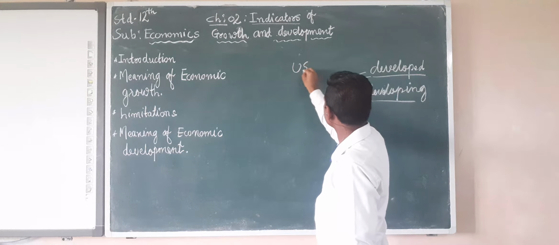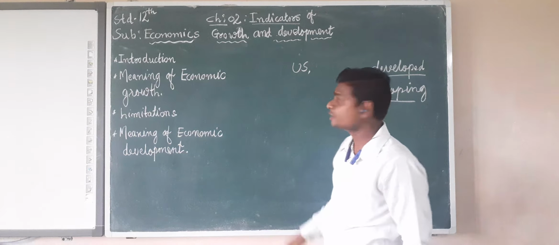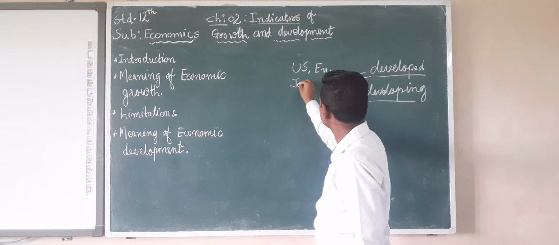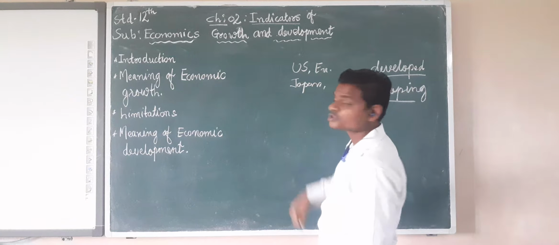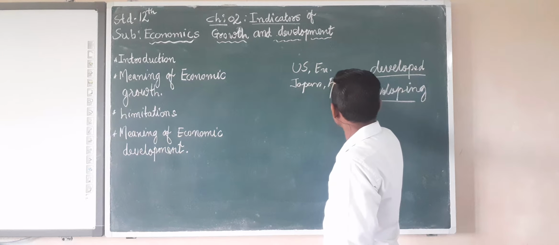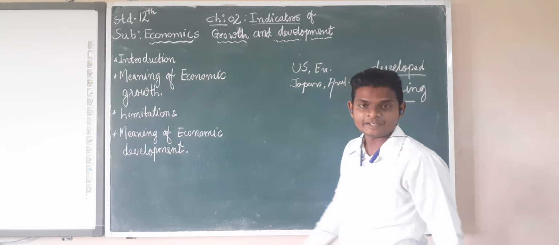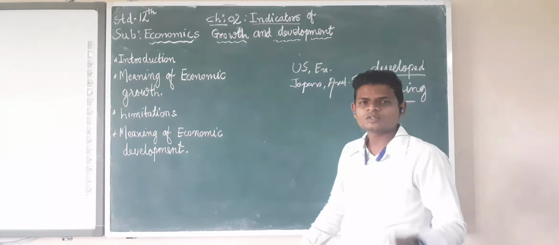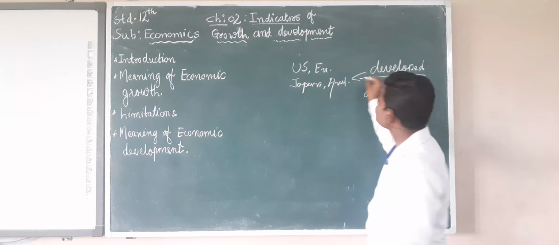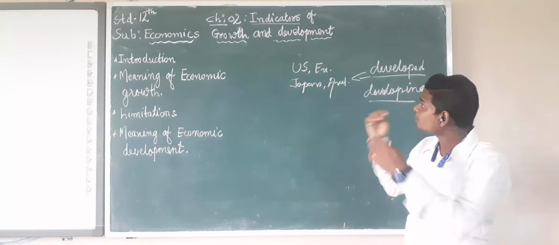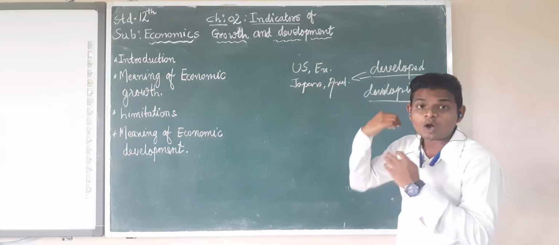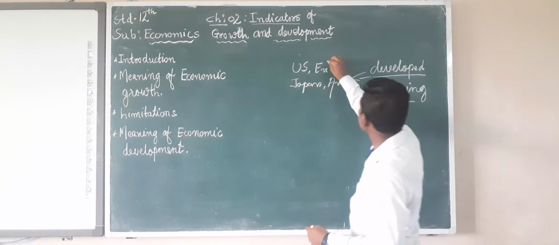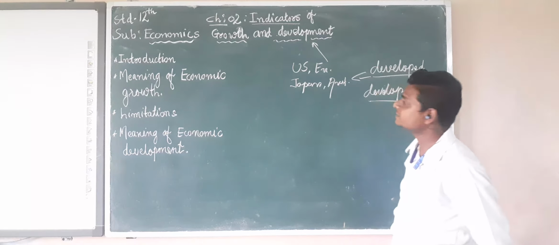The US, some of the countries in Europe, then Japan, Australia, Italy, England, UK. So these are all developed countries. What are developed countries doing? They want to develop more and more and more. They want to develop new things.